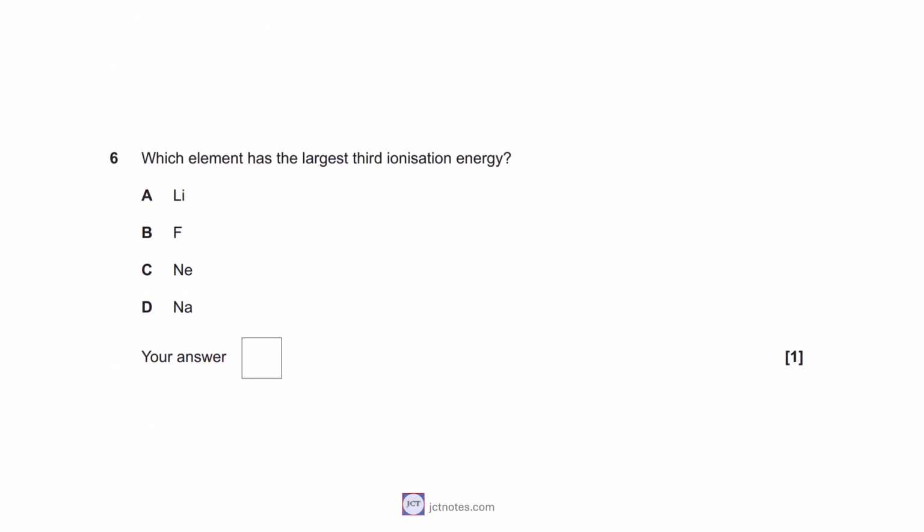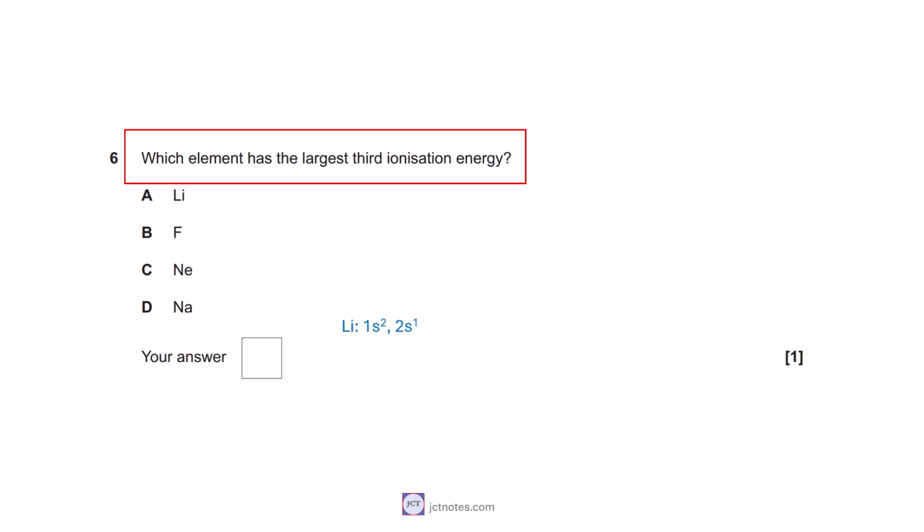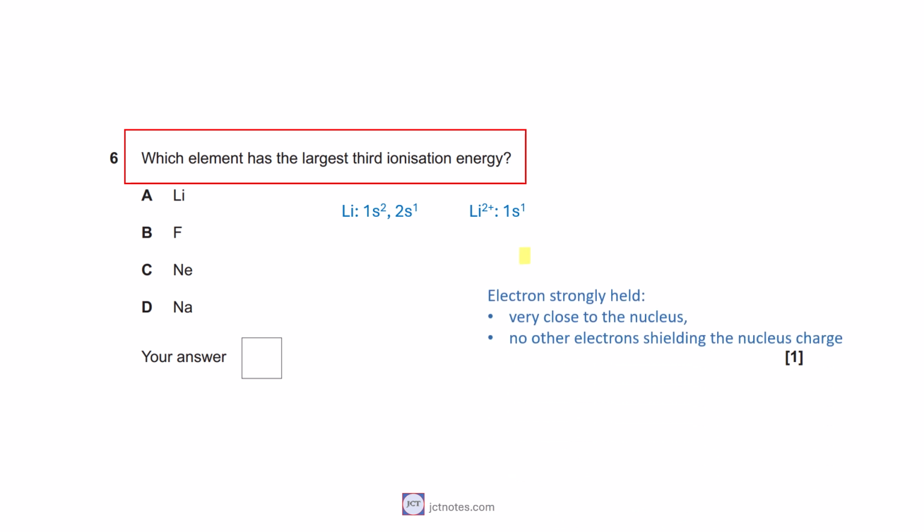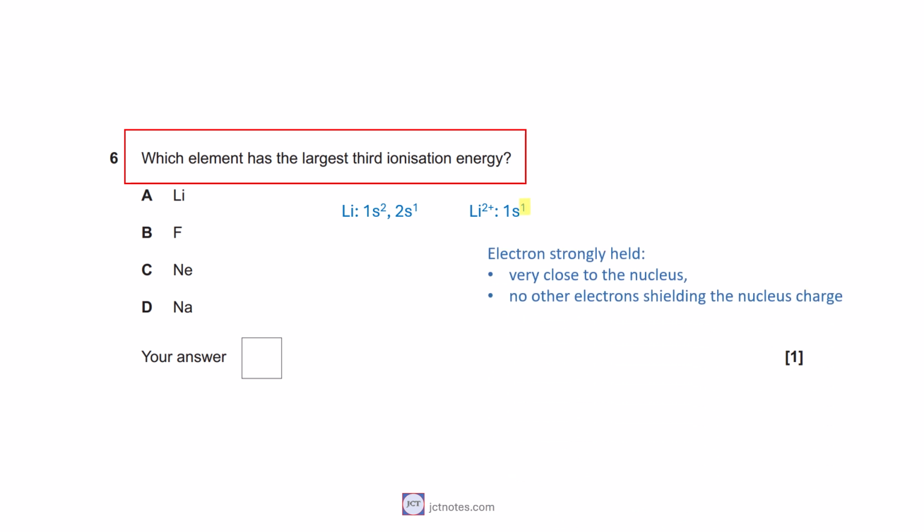Question 6 asks which of the given elements have the largest third ionization energy. The lithium in neutral state has 3 electrons. After removing 2 electrons, the third electron comes from the 1s orbital, which is very close to the nucleus.